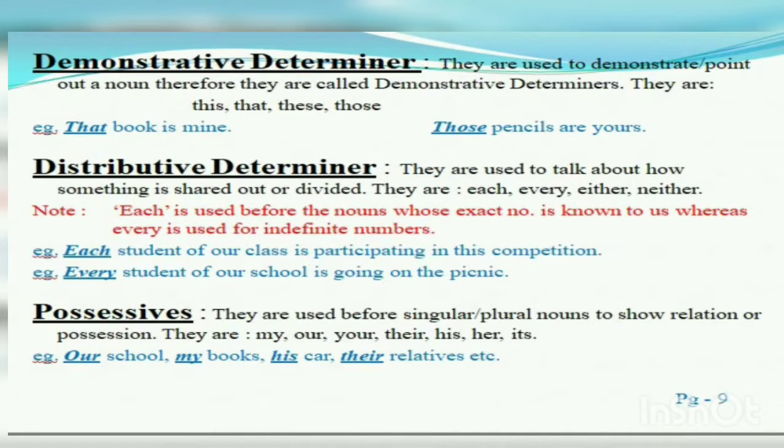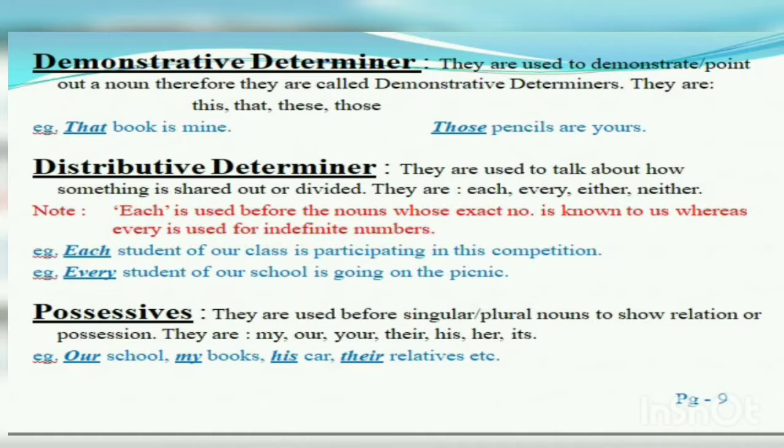Demonstrative determiner. They are used to demonstrate or point out a noun. Therefore, they are called demonstrative determiners. They are this, that, these, those. For example, that book is mine. Those pencils are yours. In both these sentences, that and those have been used to point out nouns. Therefore, they are called demonstrative determiners.